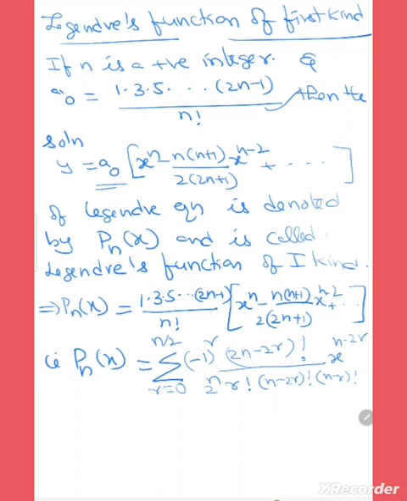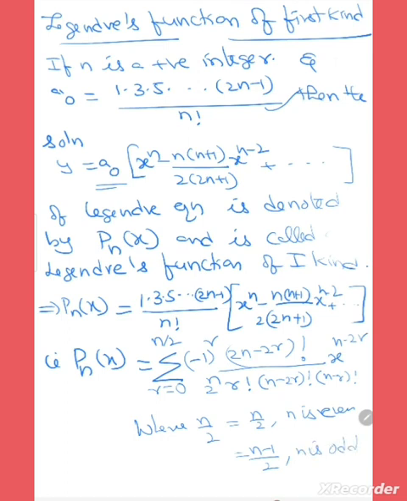So Pn of x is equal to the sum over r running from 0 to n by 2 of minus 1 to the power of r into 2n minus 2r factorial, divided by 2 to the power of n into r factorial into n minus 2r factorial into n minus r factorial, into x to the power of n minus 2r, where n by 2 is n by 2 when n is even, and the n by 2 value should be considered as n minus 1 by 2 when n is odd.